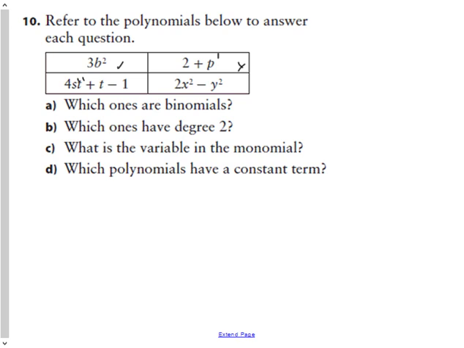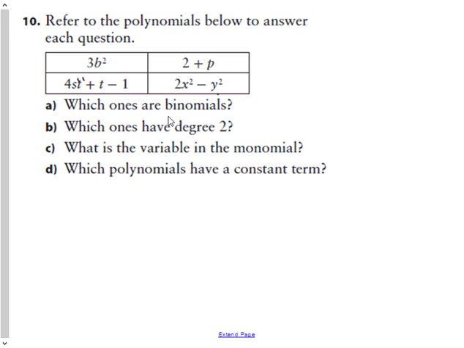The second term, t, has a degree of 1, and then there's a constant of minus 1. So it has a degree of 2 as well. And finally, the last one, 2x squared, this has a degree of 2. So this one also has a degree of 2. So every expression there except for the second one has degrees of 2.